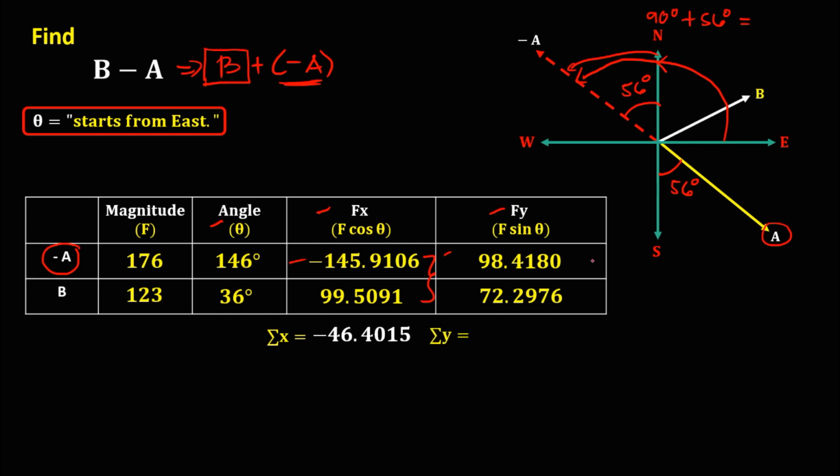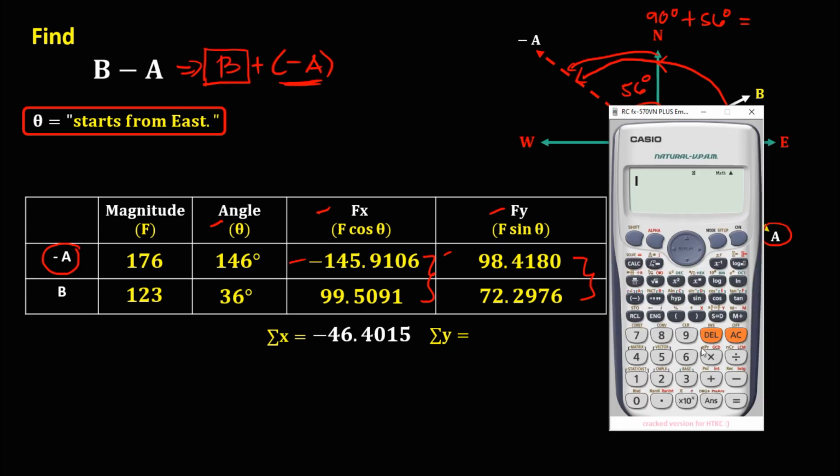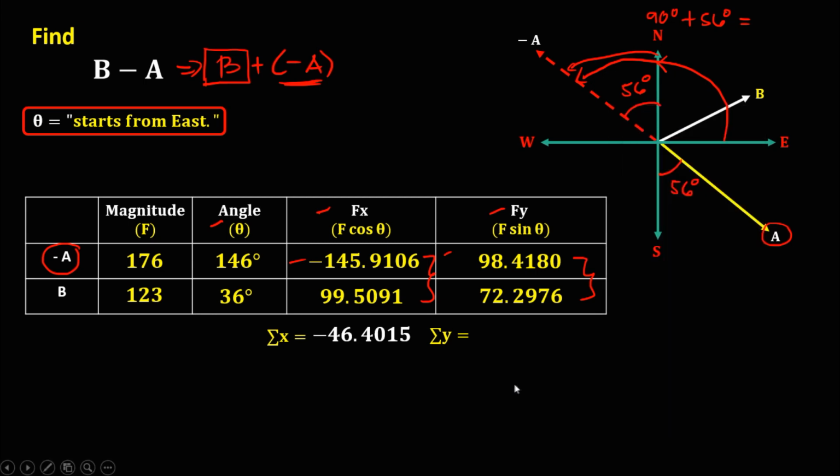Then for the summation of y, just add all these numbers. So this is 98.4180 plus 72.2976. So that's 170.7156. So this is for the summation of y.